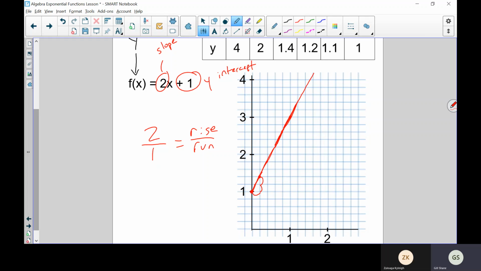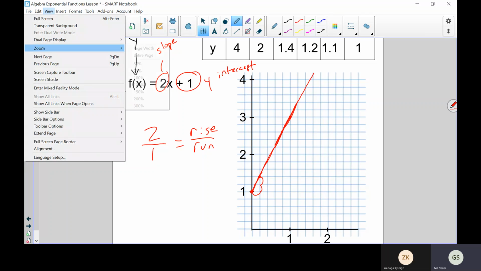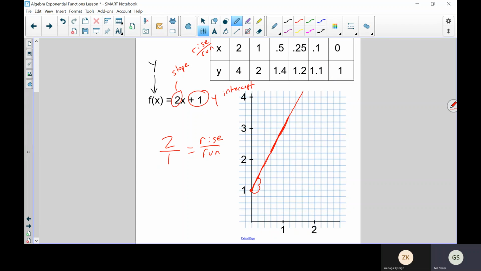Now let's plot these other points. This one I'm going to have to zoom out for. That's why I say don't do anything yet on the second line. I think it'll work with that. Yeah, that works.